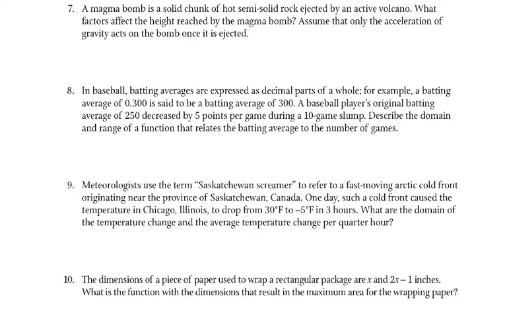A magma bomb is a solid chunk of hot semi-solid rock ejected by an active volcano. What factors affect the height reached by the magma bomb? Assume that only the acceleration of gravity acts on the bomb once it is ejected. Okay, well, we're dealing with objects that are flying up and then back down, so it's definitely got to be a quadratic.